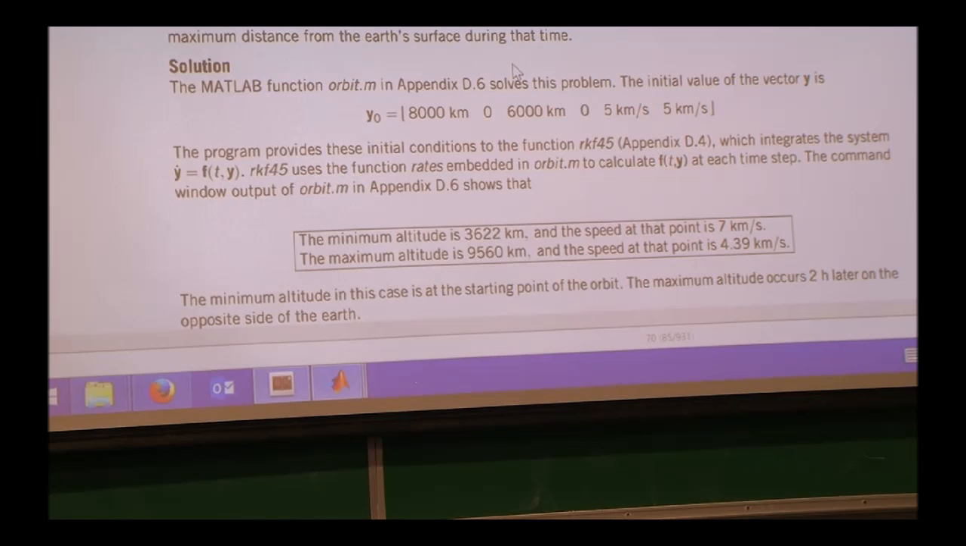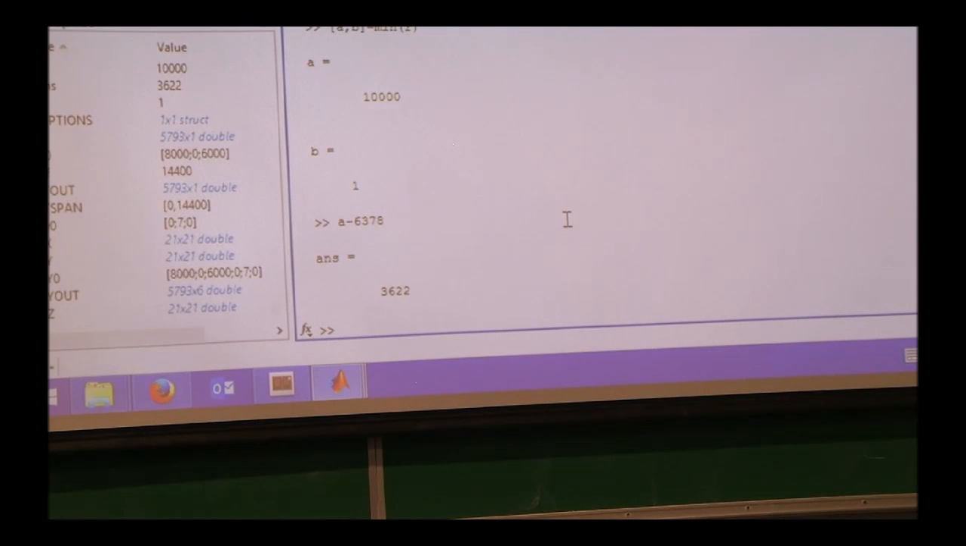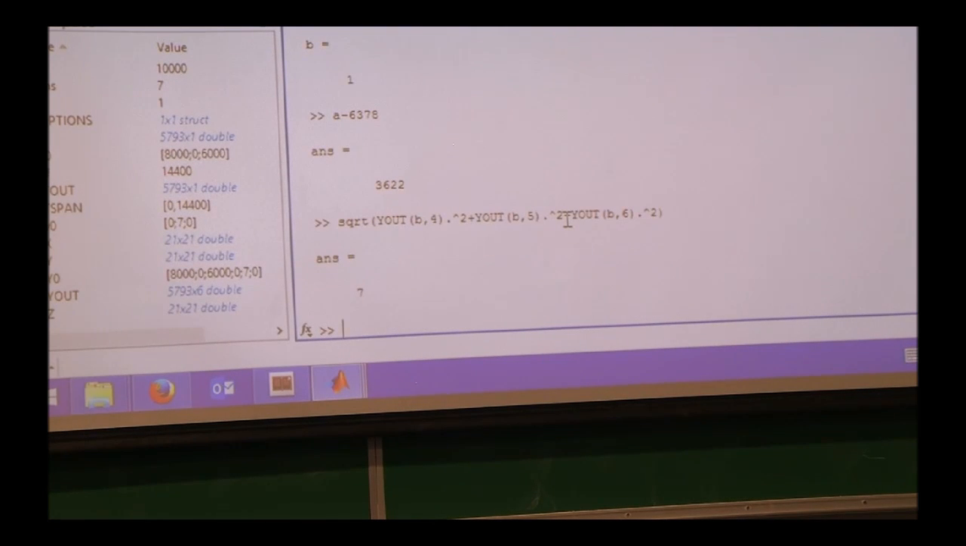And they say that the speed is 7, so that is actually the initial condition, right? See if it's true. Where is it? At B equal 1, so the index is 1. It's the first instance. What is it? I lost it. Here. Yeah, 7. Exactly 7.